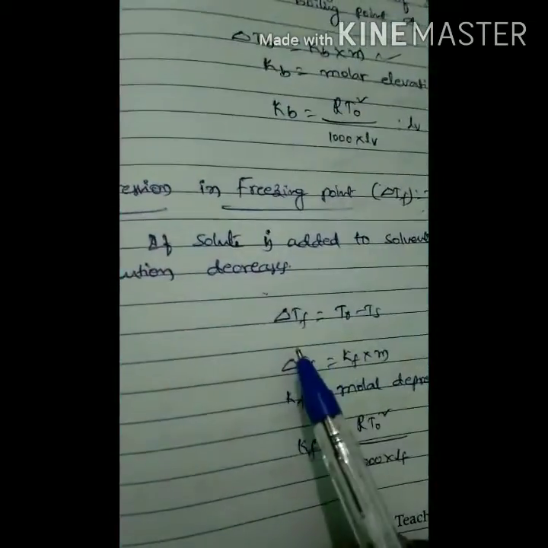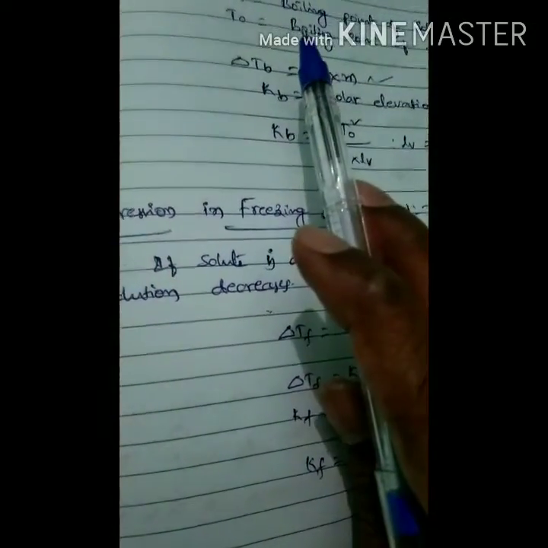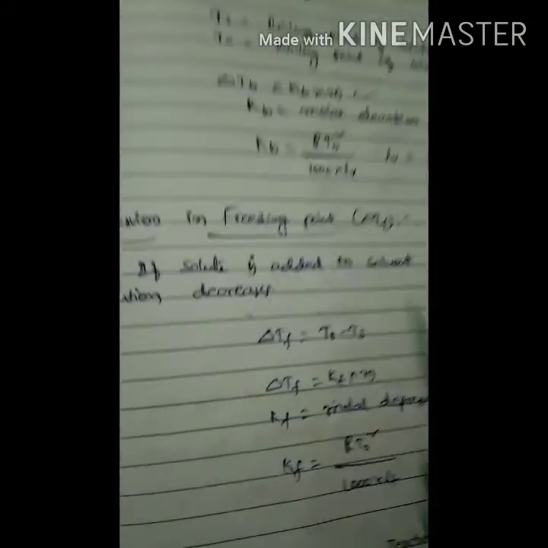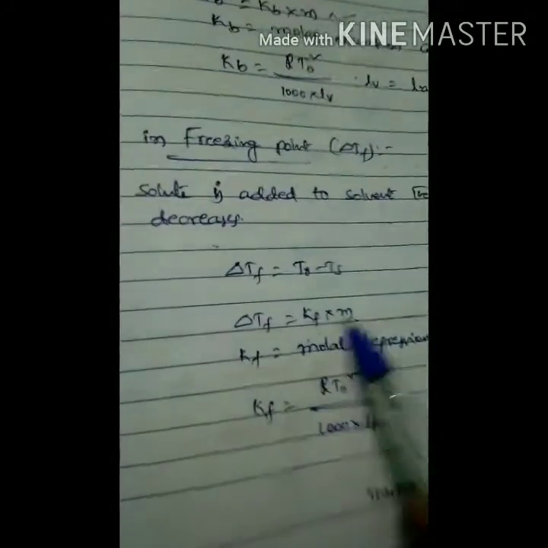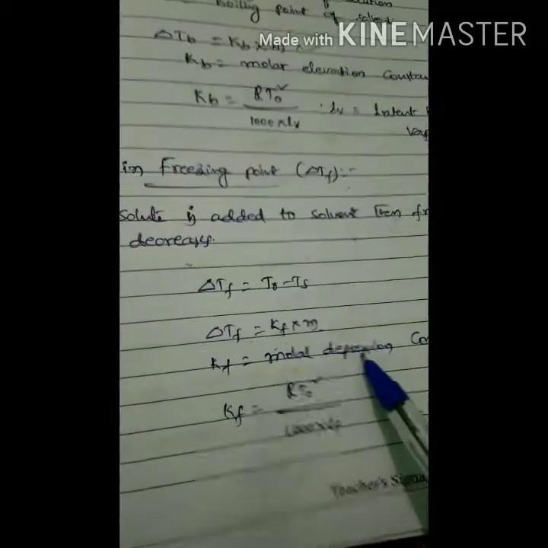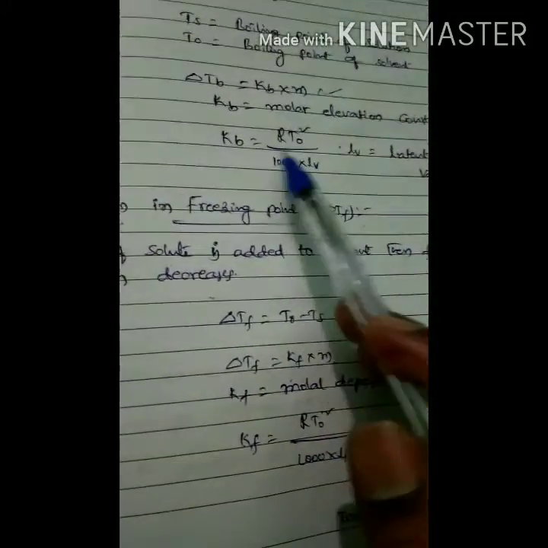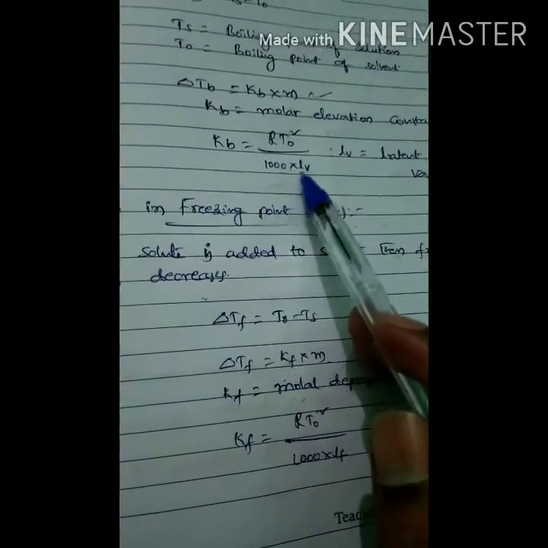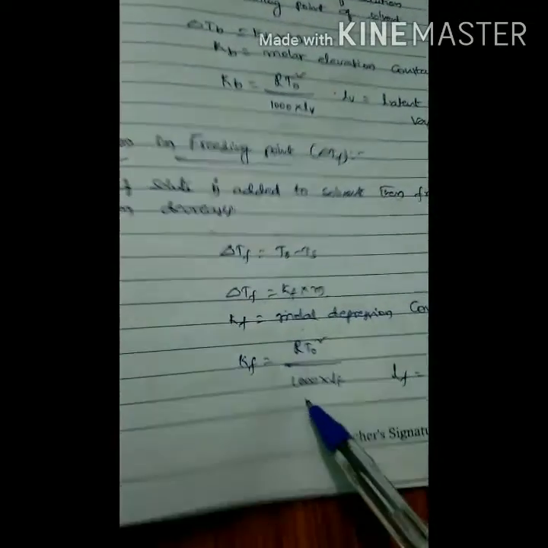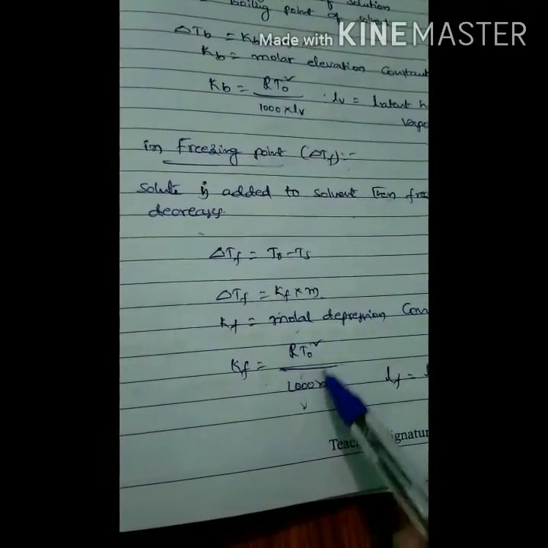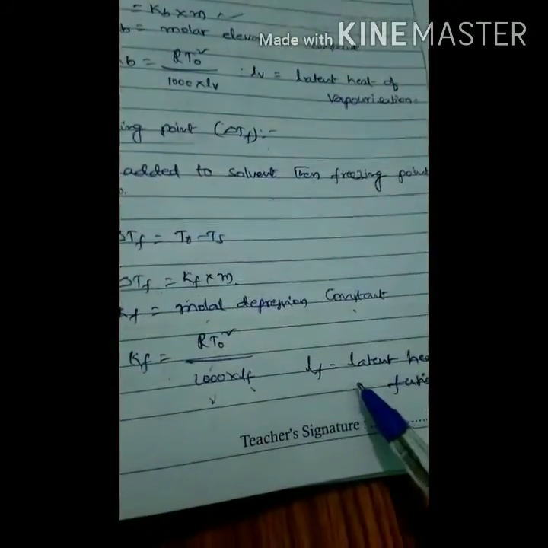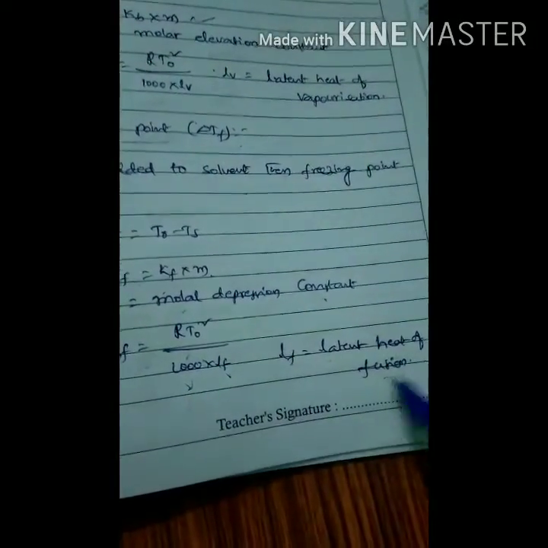Here also one formula is there, like elevation of boiling point. So here the formula is delta Tf equal to Kf into m, where there it was Kb into m. Here Kb is called molal elevation constant. Here Kf is called molal depression constant. For Kb the formula is R T naught square by 1000 into Lv. This formula is useful at competitive level. Here also one formula is there for Kf, that is R T naught square by 1000 into Lf. Here Lv is called latent heat of vaporization. Here Lf is called latent heat of fusion.